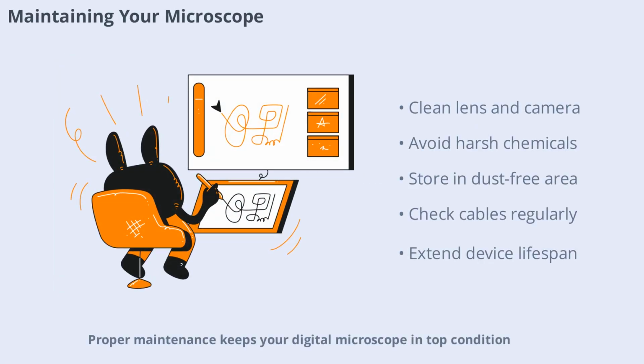Proper maintenance keeps your digital microscope in top condition. Clean the lens and camera regularly using a soft, lint-free cloth. Avoid harsh chemicals that could damage sensitive components. Store the microscope in a dust-free environment when not in use and cover it to protect from debris. Periodically check cables and connections for wear. Following these simple steps will extend the life of your microscope and ensure optimal performance every time you use it.